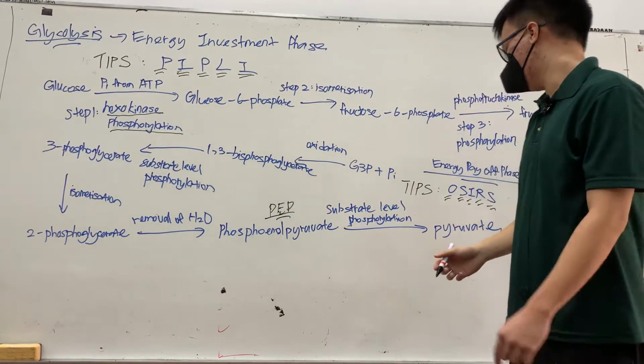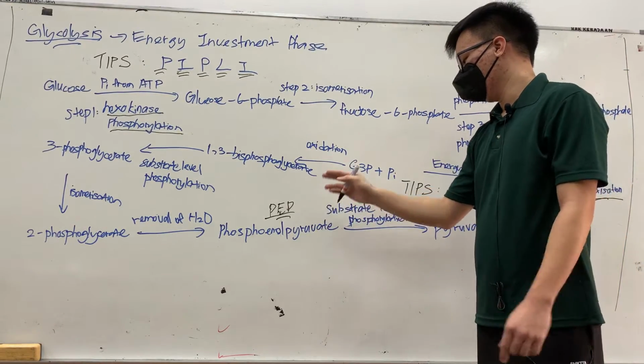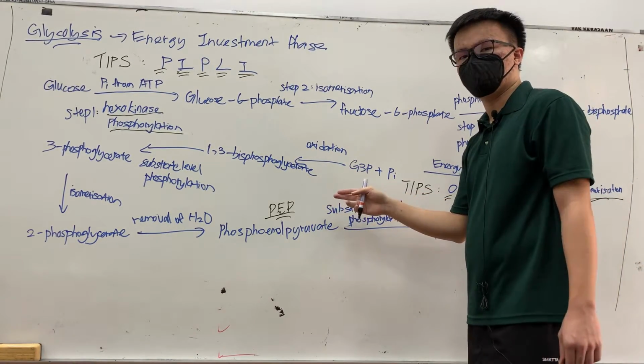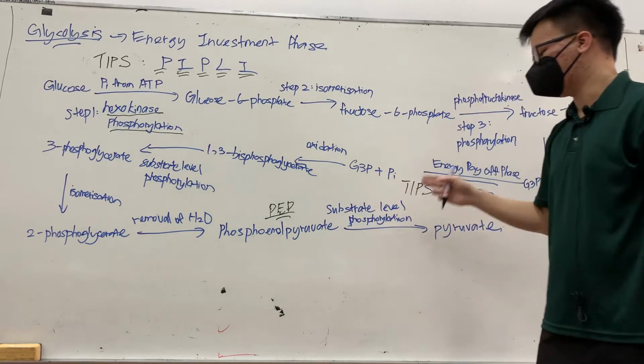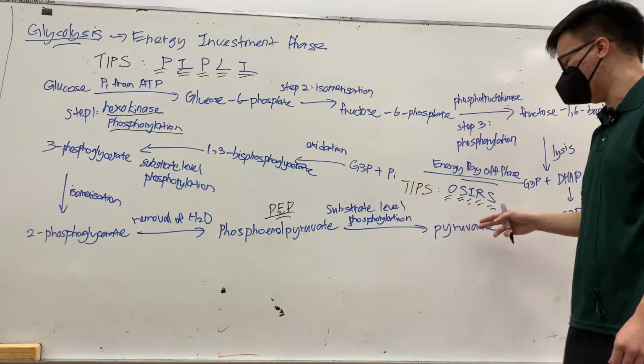Then we move on to the last step. The phosphoenolpyruvate, which is also called PEP, will undergo substrate-level phosphorylation to form the pyruvate.